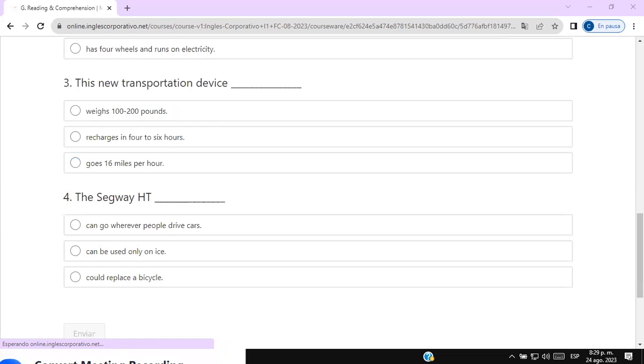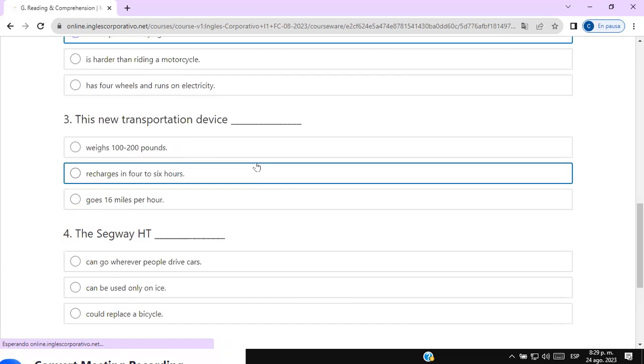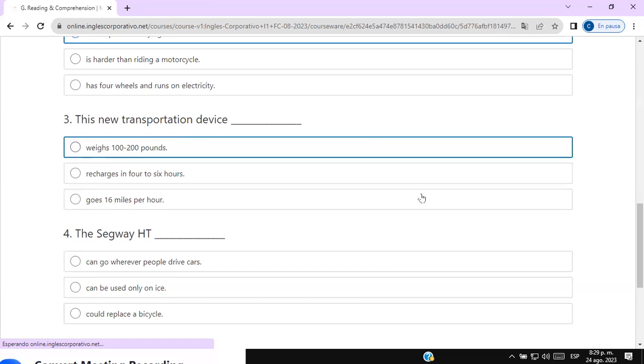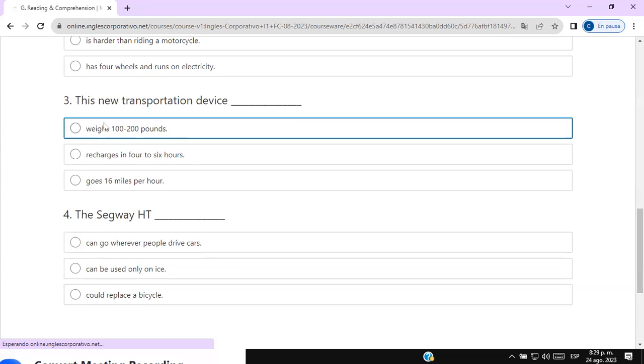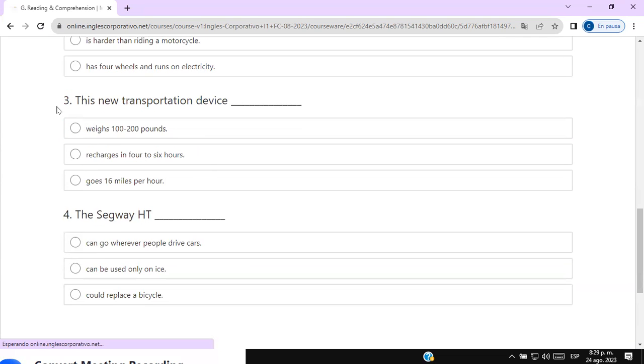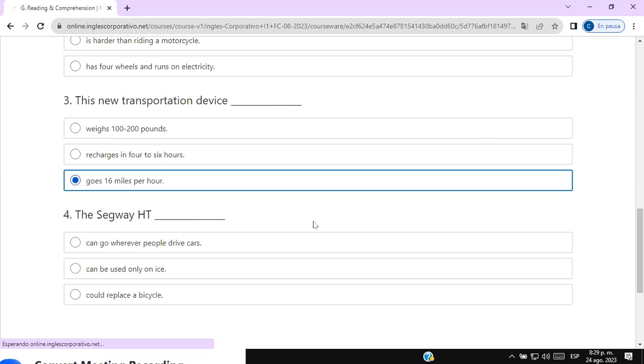Raise your hands if you want to participate. The Segway HT can go wherever people drive cars? No. Excuse me, continue with number three. This new transportation device goes 16 miles per hour. Okay. And the last one. Who's ready for the last one?